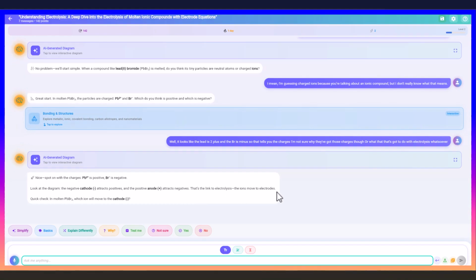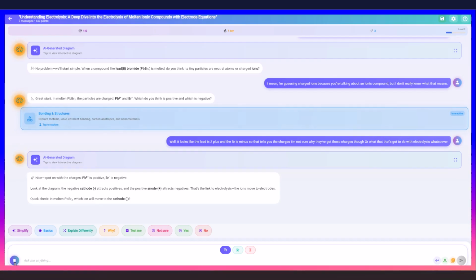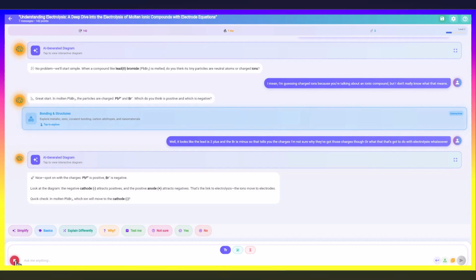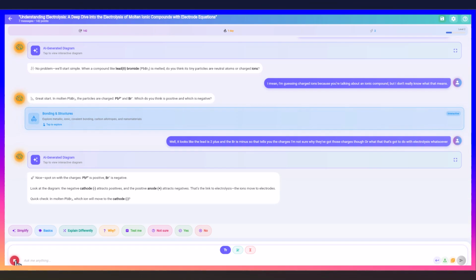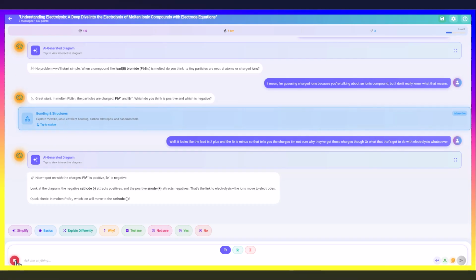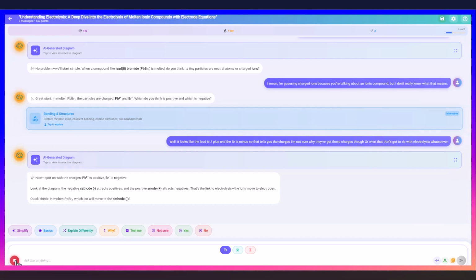Okay. Quick check. In molten PbBr2, which ion will move to the cathode? I mean, obviously the positive one, so the lead, but before we get to that, can you explain to me why lead is 2+ and why Br has got 1 negative? I think if I understand that, it will help me understand electrolysis.